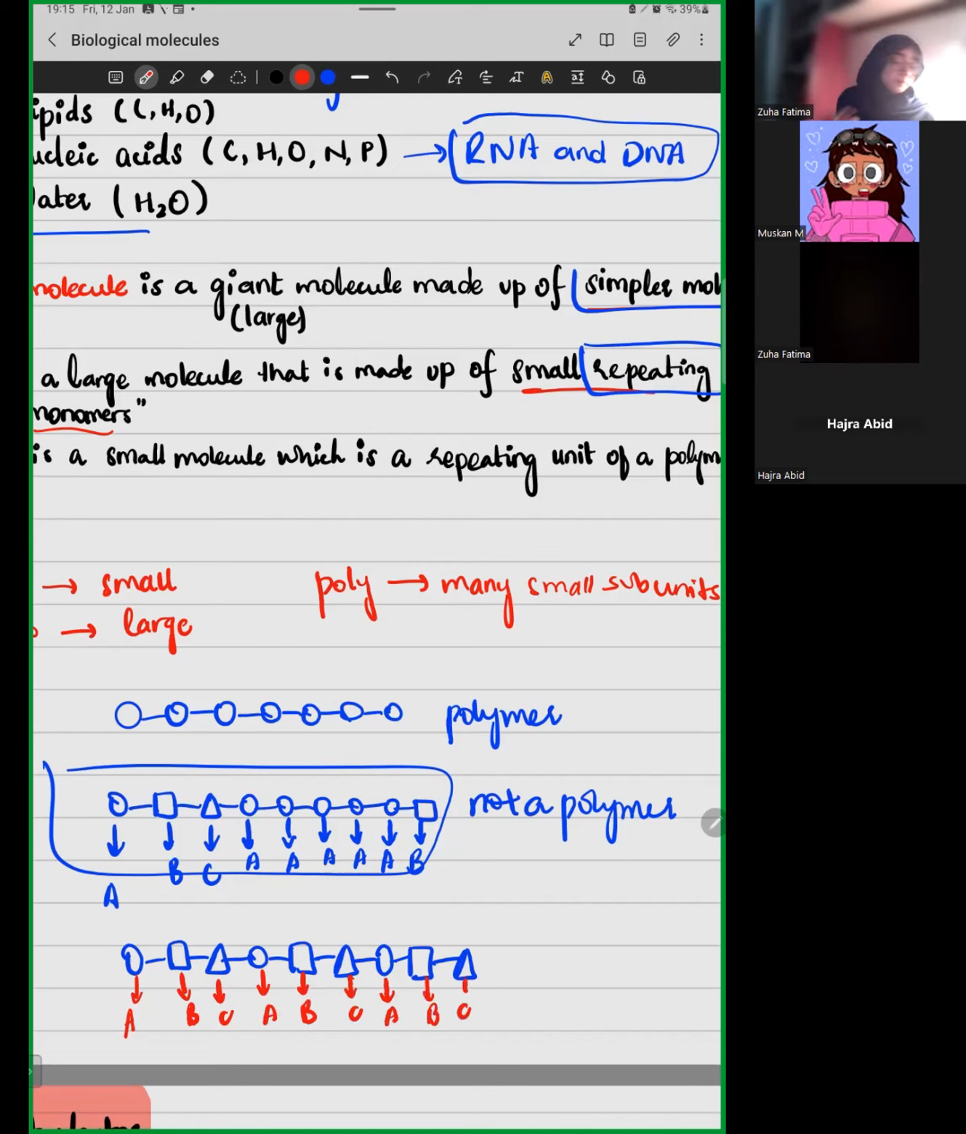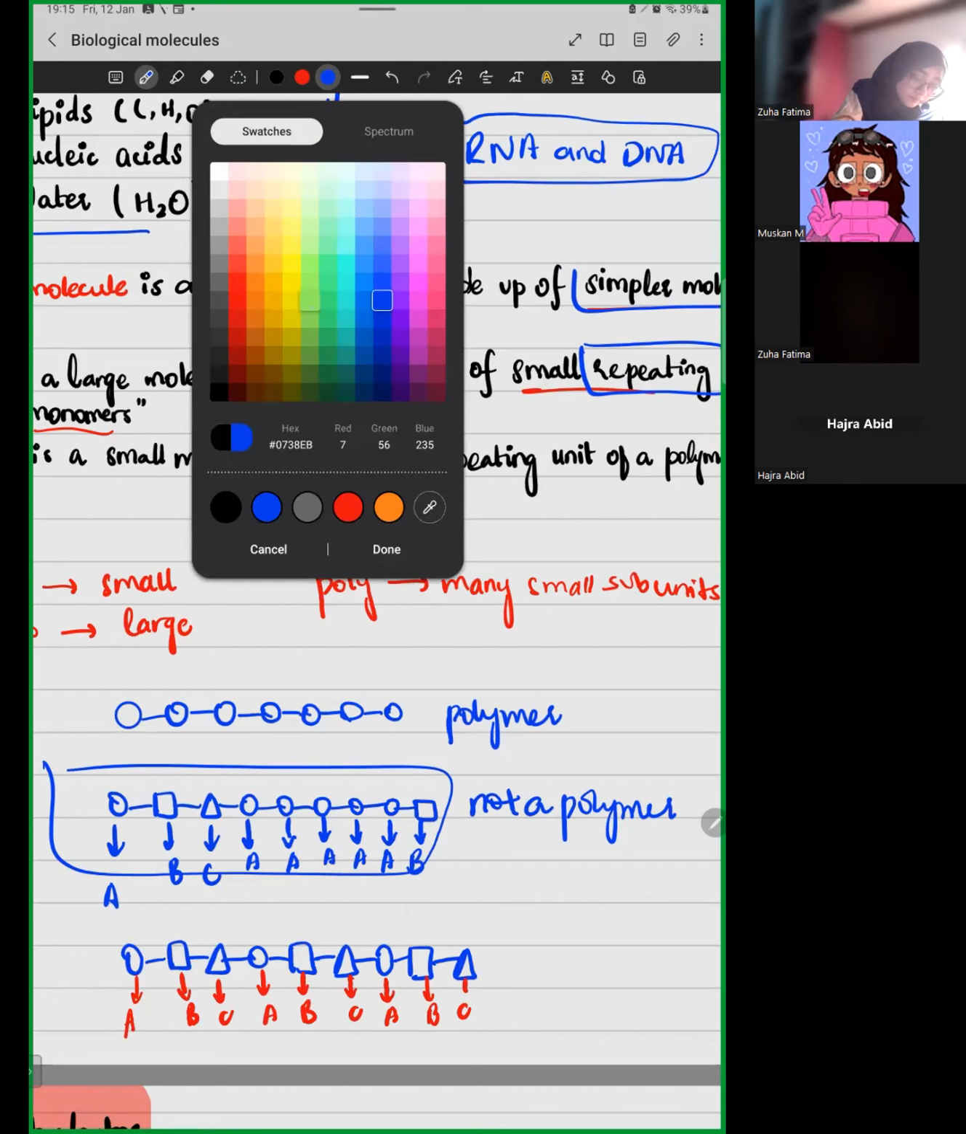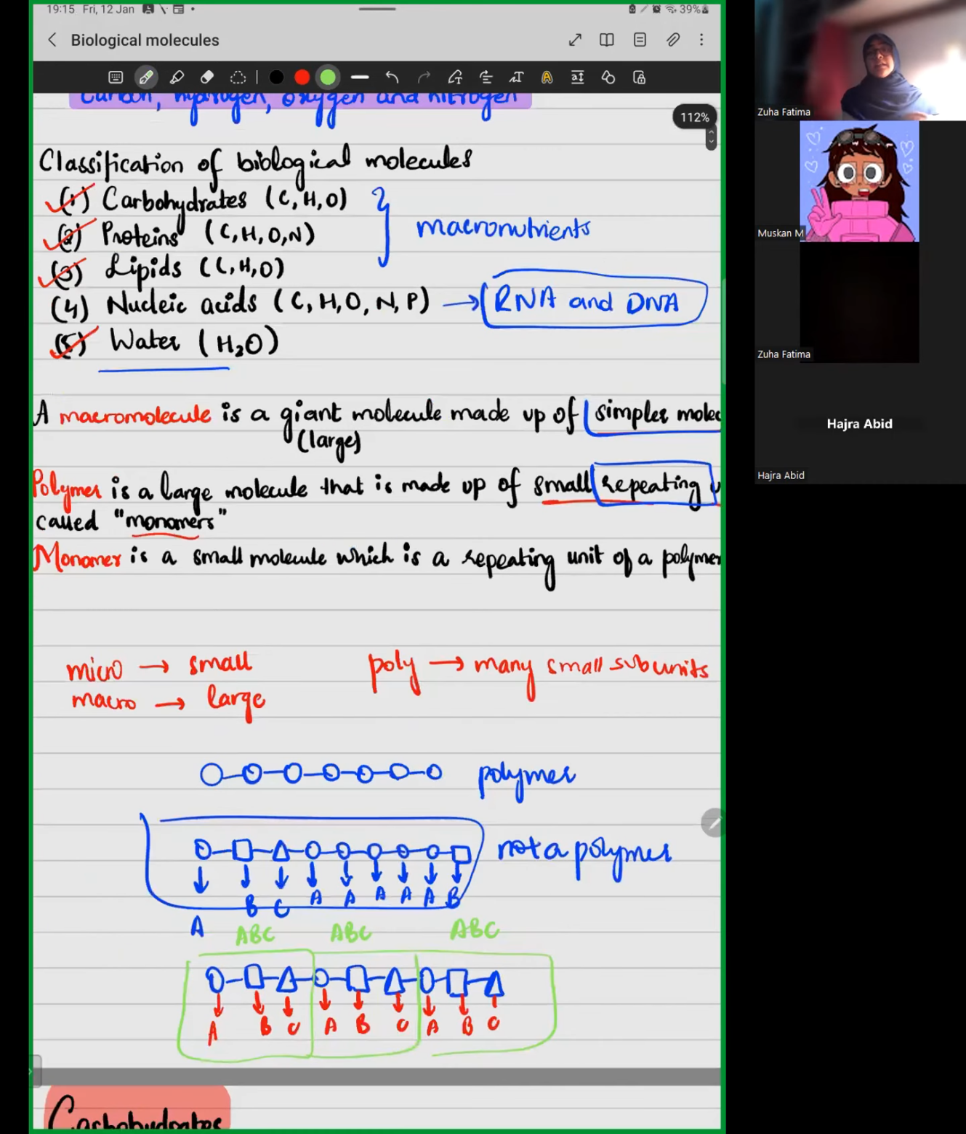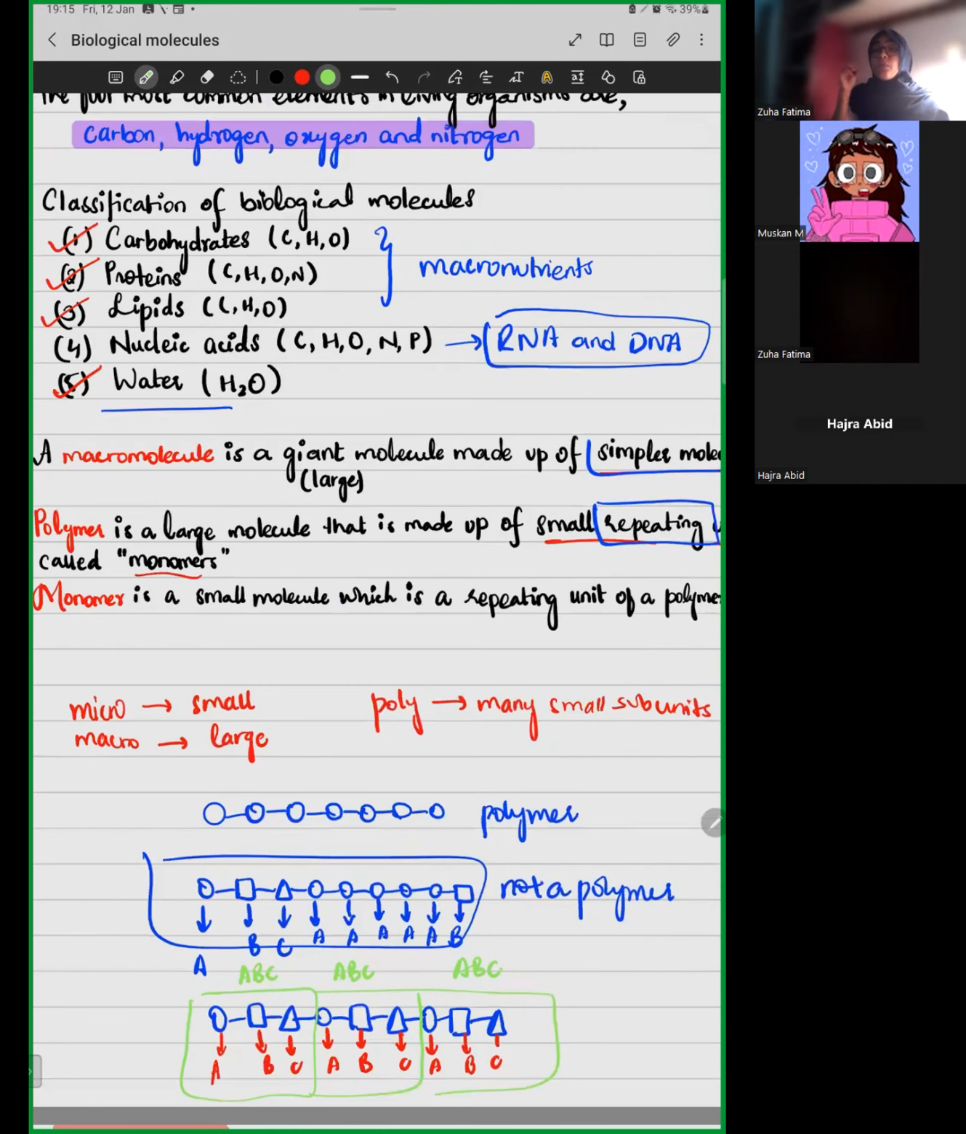Now, can I say, yes, Hajra, you're correct. Now, look at this. This is one repeat unit, this is one repeat unit, and this is one repeat unit. So basically, Muskan, what we mean by a repeating unit is that there is a segment or there is one molecule which is repeating in a pattern.